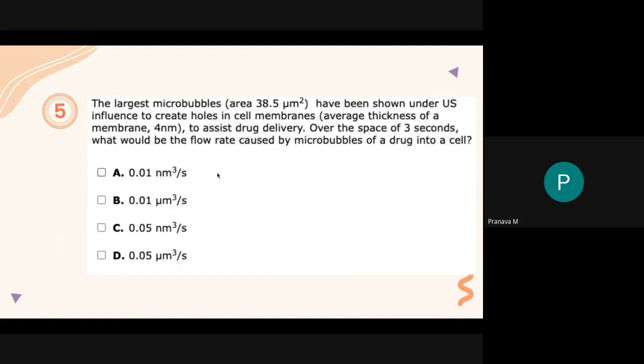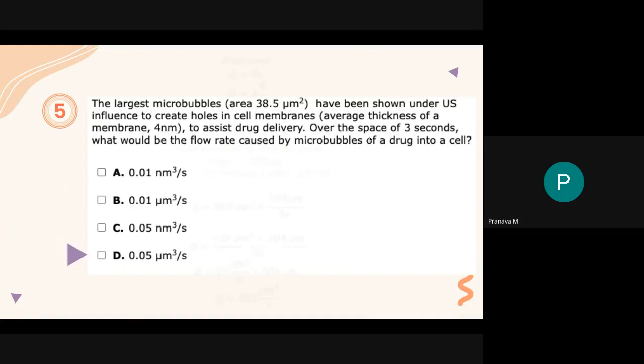Simple one here. And then the fifth and last question: the largest microbubbles with an area of 38.5 micrometers squared have been shown under ultrasound influence to create holes in cell membranes. The average thickness of a membrane is 4 nanometers. To assist drug delivery over the space of 3 seconds, what would be the flow rate caused by microbubbles of a drug into a cell? So you're looking for flow rate given area, and then you're given thickness, which you can think of as distance, and then you're given time.